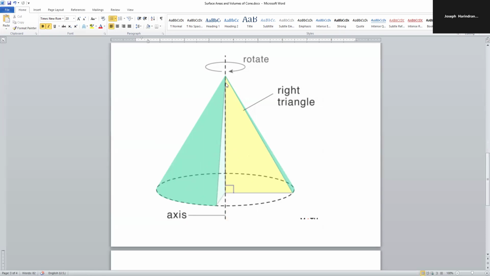You see the right triangle is being rotated about its axis, one of the legs of the right triangle, and it is generating a solid shape of a cone with the hypotenuse as the slant height.